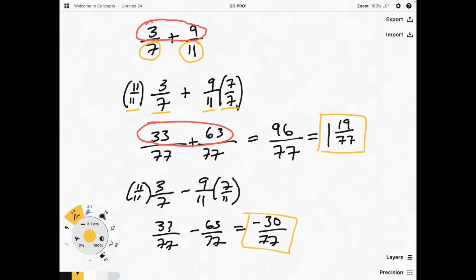Doing addition and subtraction, the only difference would be that sign in the middle. However, your process to solve them would be identical. Let's look at one more example.